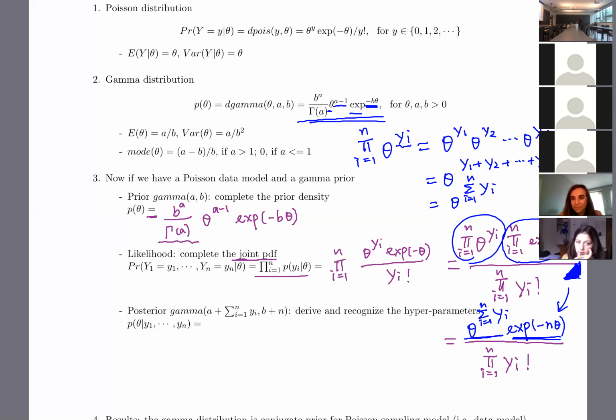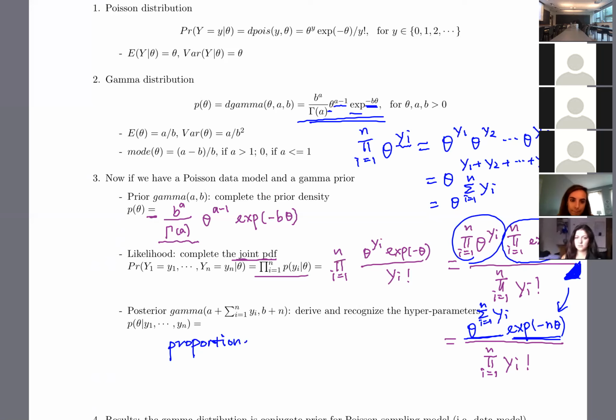And now I just want to pause for a while, so you can make sure that you can get the posterior, right? And I would say maybe the first time, don't worry about the normalizing constant. Just do the proportional for now. Let me write proportional for now, and later we can do the actual derivation.